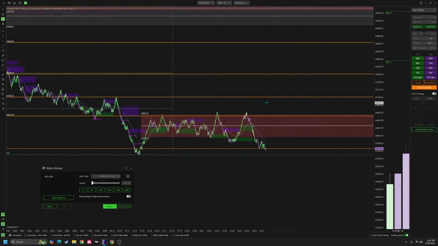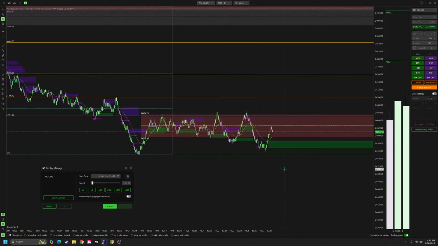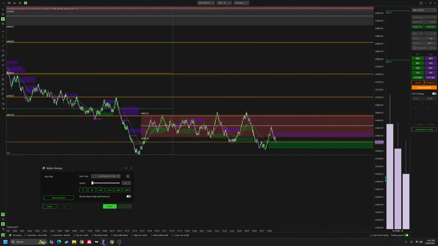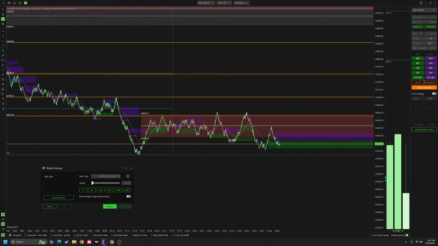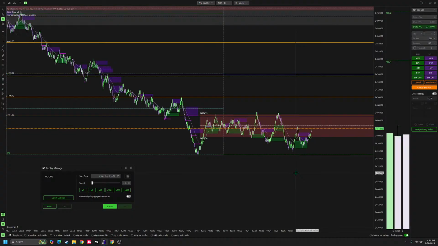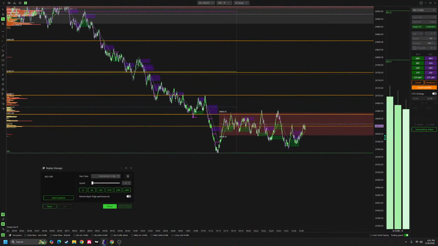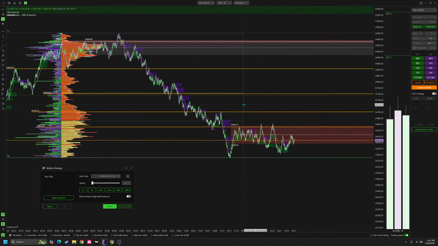Not doing it. So I don't want to enter long until we get over this range here. If anything, yeah, I'm not taking that. I'm not taking that scalp. I'm not doing it. Now the initial balance has been set. So do we break the bottom? Do we start to rotate back towards the top? Question of the day.